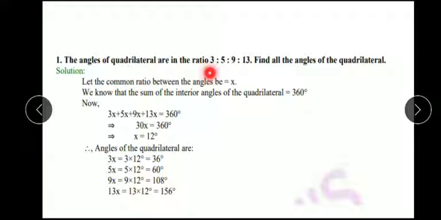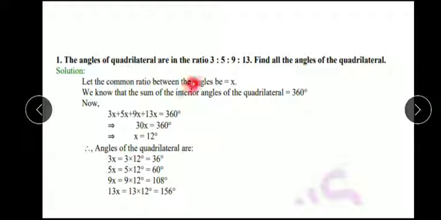So we will add all the angles: 3x plus 5x plus 9x plus 13x gives 360. Adding, 3 plus 5 is 8, 8 plus 9 is 17, 17 plus 13 gives 30. So 30x is equal to 360. Now divide 360 by 30, and you get 12. So the value of x is 12.